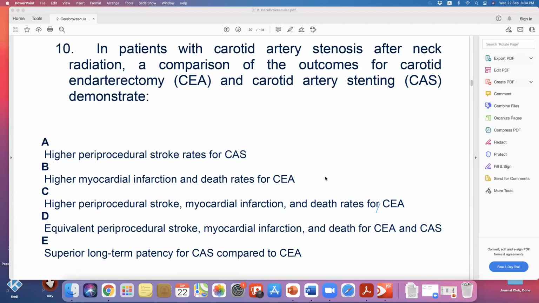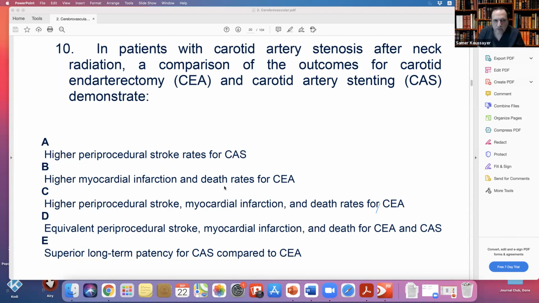In patients with carotid artery stenosis after neck radiation, a comparison of the outcome of carotid endarterectomy and carotid artery stenting demonstrates... Okay, first of all, after radiation we will have unusual stenosis. We have a difficult clamp for the surgery and high risk for nerve injury. So mostly stent, not surgery. Let's see the options. First, higher pre-procedure stroke rate for stent.